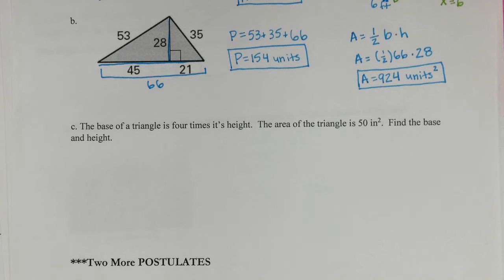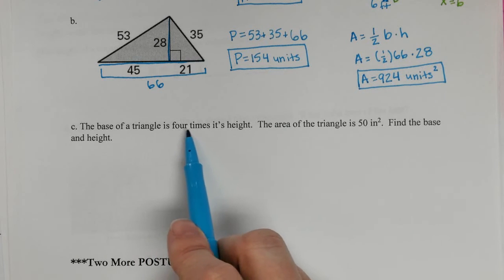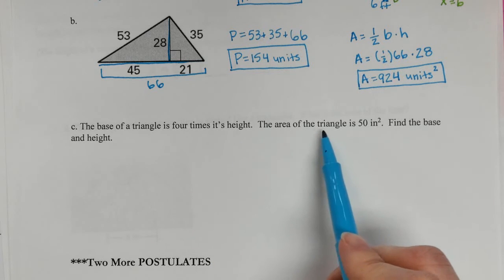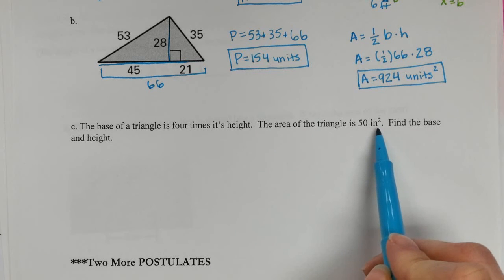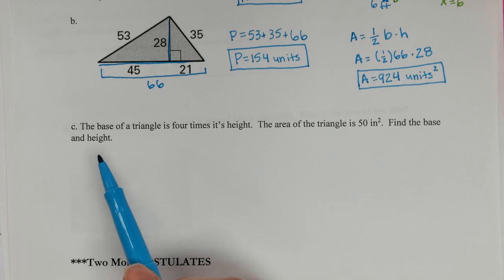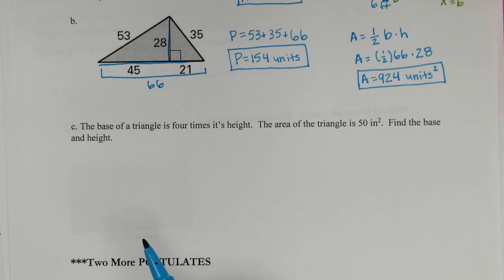Alright, C is a little bit trickier. It says the base of a triangle is 4 times its height. The area of the triangle is 50 inches squared. Find the base and height. So we're not finding area and perimeter this time, we're trying to find the base and the height.